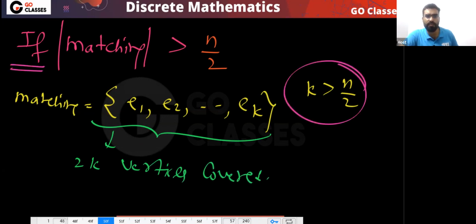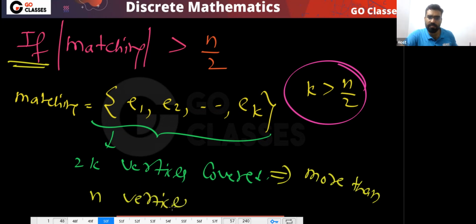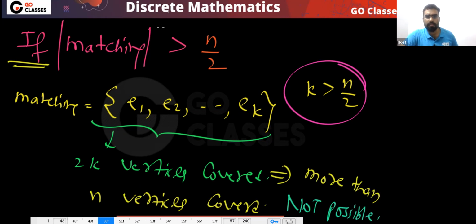If you assume this, then k is greater than n by 2. It simply means that more than n vertices are covered. And that is not possible. Is this clear? So is this clear to everyone?